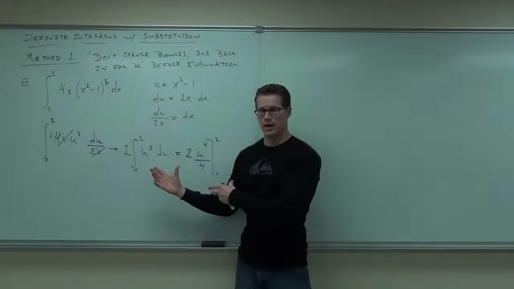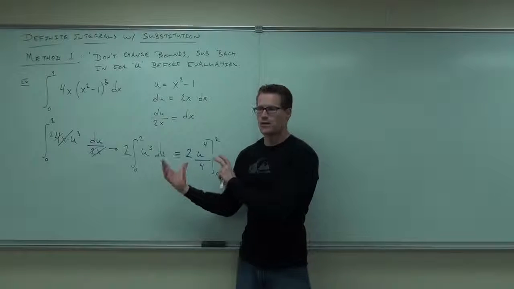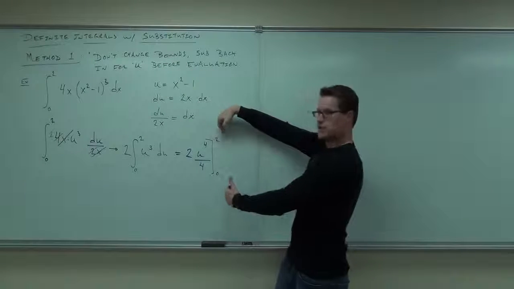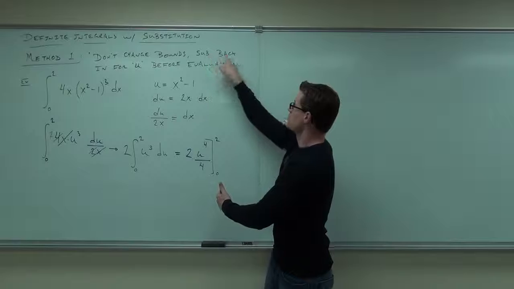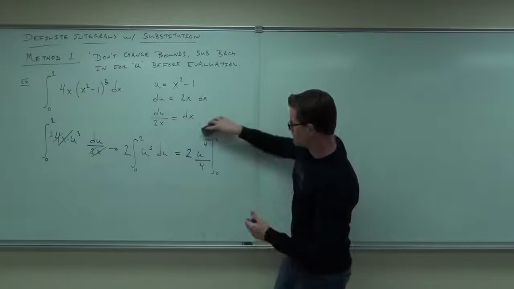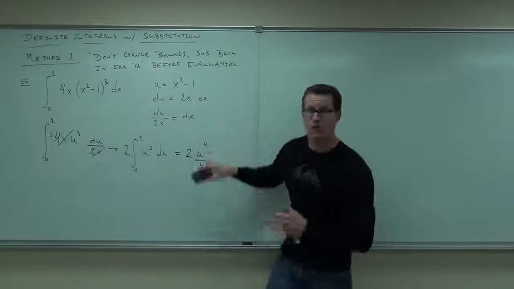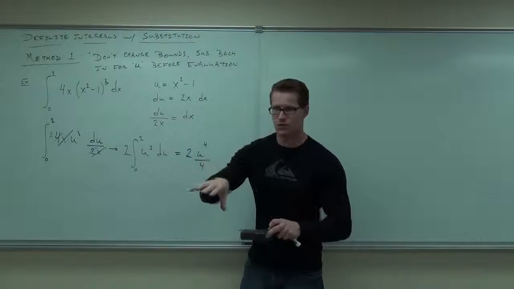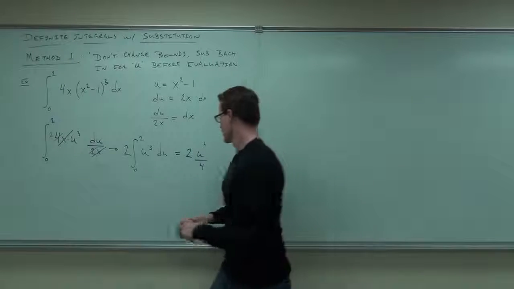Now, you can do it this way. You really can, provided that you do one thing: provided that you don't change the bounds. We didn't change the bounds, and substitute back in for u before evaluating. So not here. This would be the wrong way to go. Do you see why it's the wrong way to go? Honestly, do you see it? You're trying to plug in x's for u's. That's not going to happen.